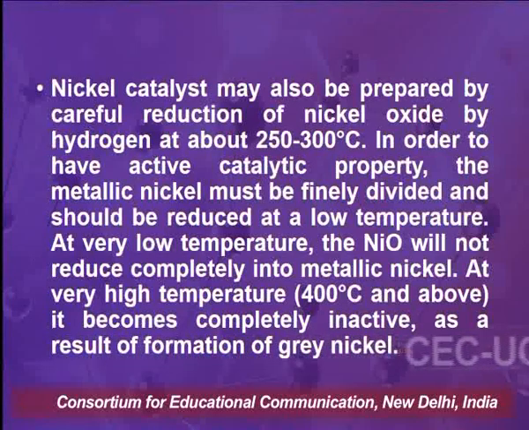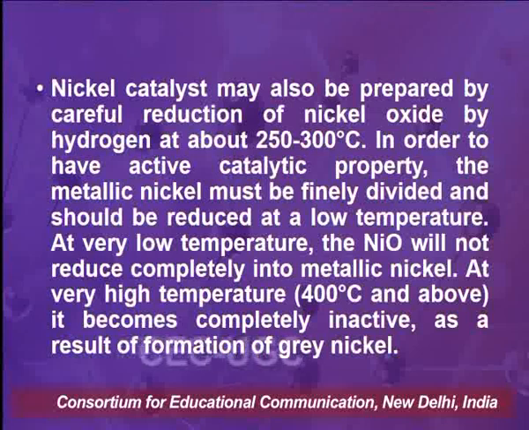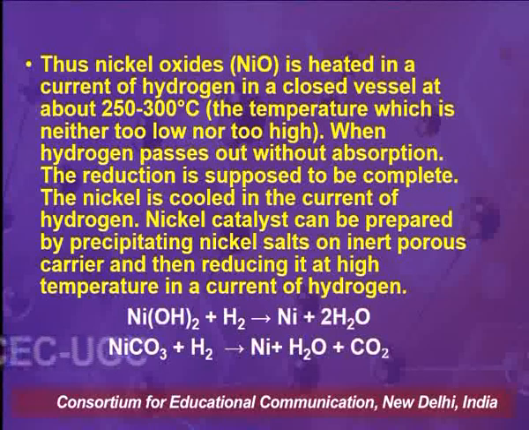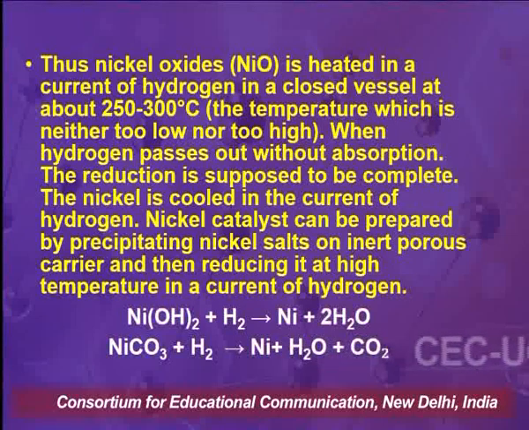In order to have active catalytic property, the metallic nickel must be finely divided and should be reduced at a low temperature. At very low temperature, the nickel oxide will not reduce completely into metallic nickel. At very high temperature, say 400 degrees centigrade and above, it becomes completely inactive as a result of formation of grey nickel. Thus, nickel oxide is heated in a current of hydrogen in a closed vessel at an optimum temperature of about 250 to 300 degrees centigrade.